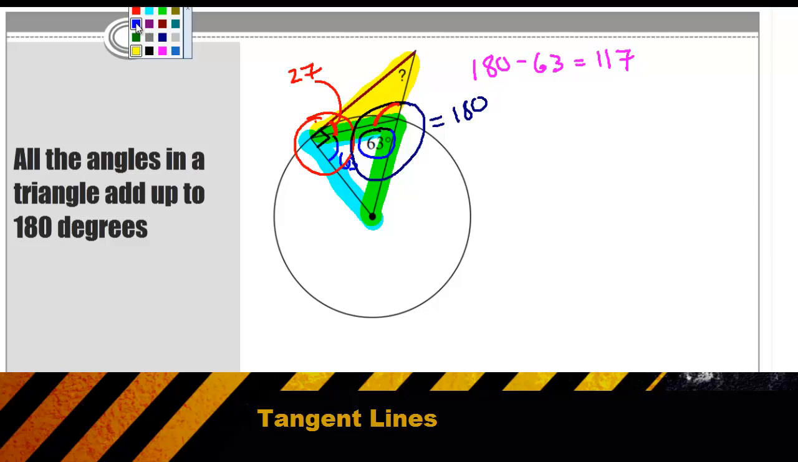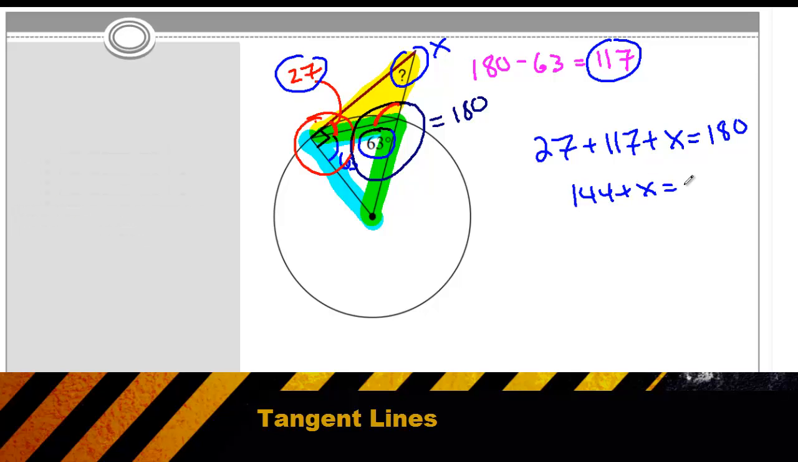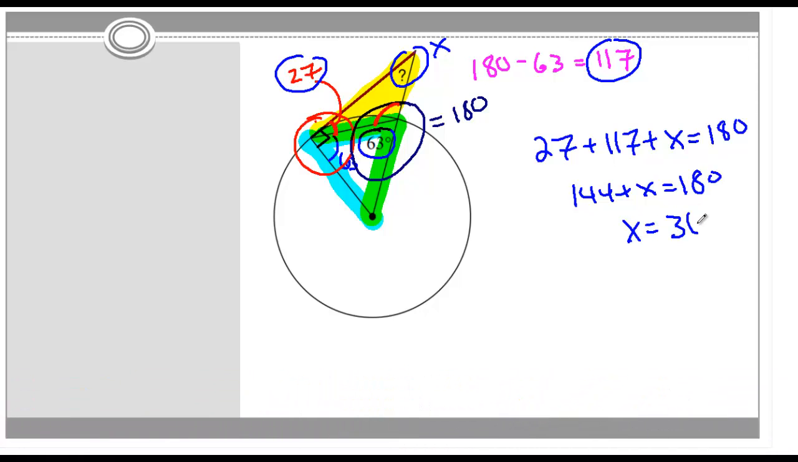Finally, if I just look at the top yellow triangle, I know that all three angles should add up to 180 degrees. So I have my small angle of 27 plus my other angle of 117 plus my unknown angle that I'll call x. So my equation simply becomes 27 plus 117 plus x is equal to 180, or 144 plus x is equal to 180, or x is equal to 36.